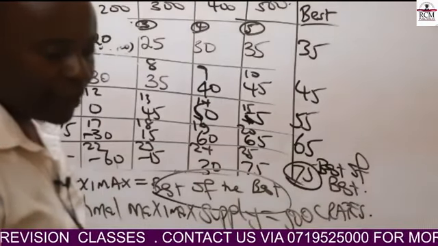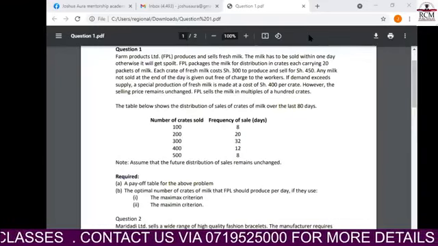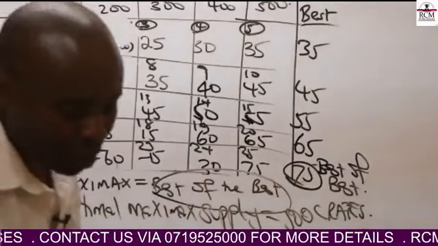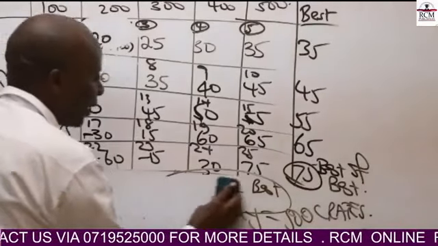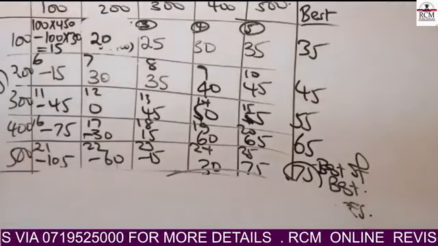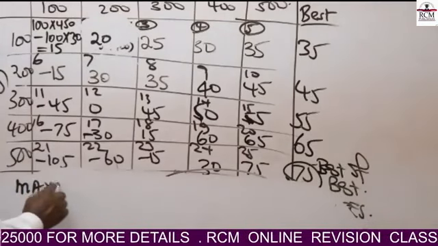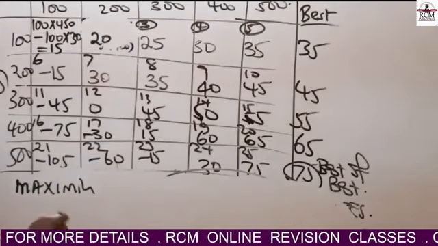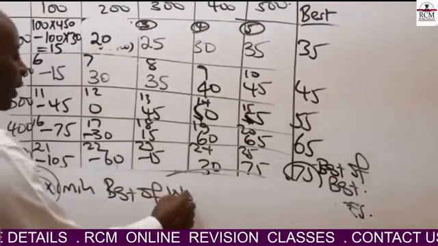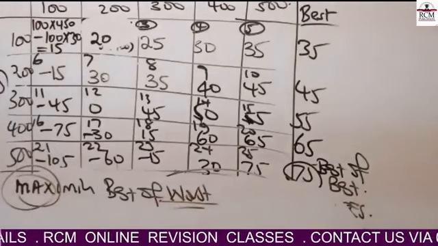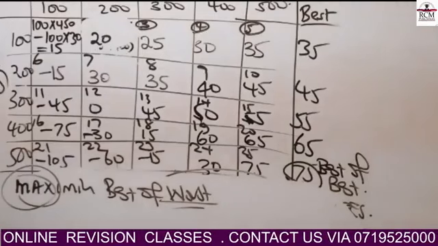And then, ladies and gentlemen, we have the last one here. The last one here is the Maximini criterion. For Maximini, I know that maxi is best. Best of the mini. Best of the worst. Like that.